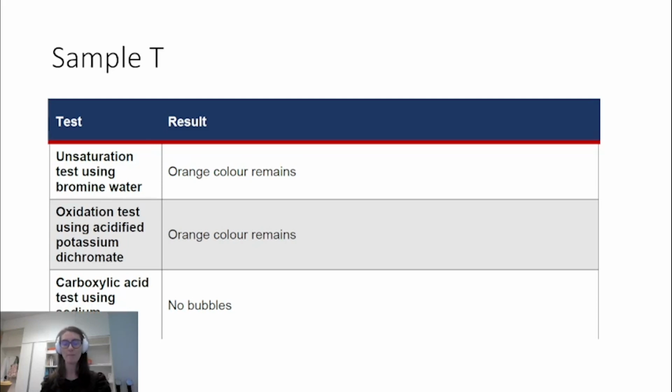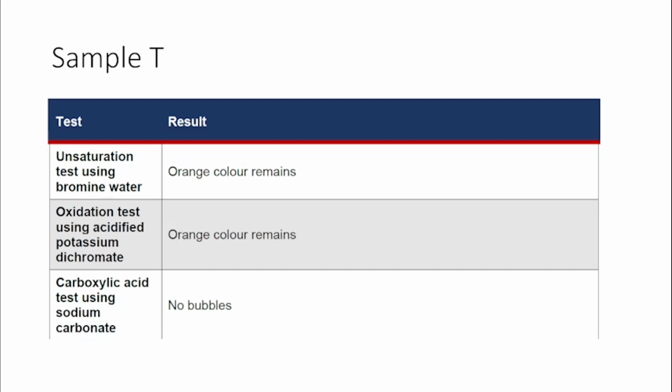This is sample T, and we're going to work through identifying what exactly sample T is. When we take sample T and subject it to the unsaturation test using bromine water, the orange colour remains. This means we don't have a reaction, so we don't have multiple carbon-carbon bonds, meaning we don't have an alkene or alkyne functional group.